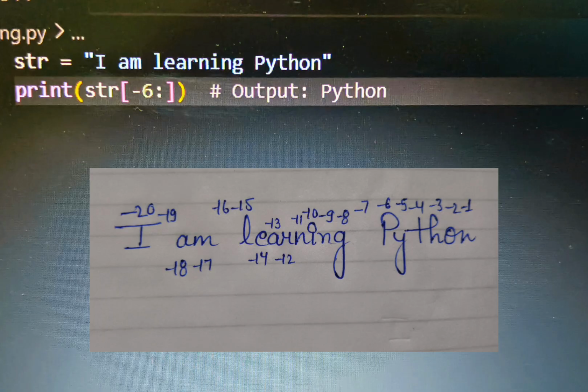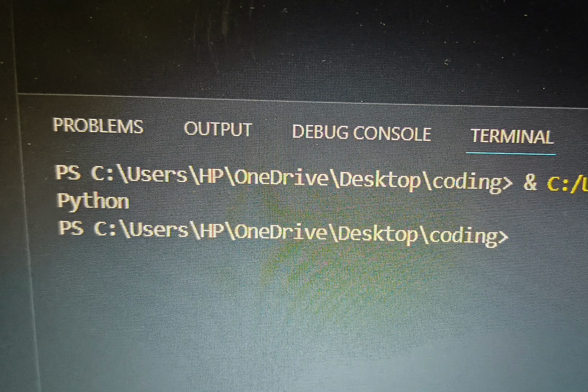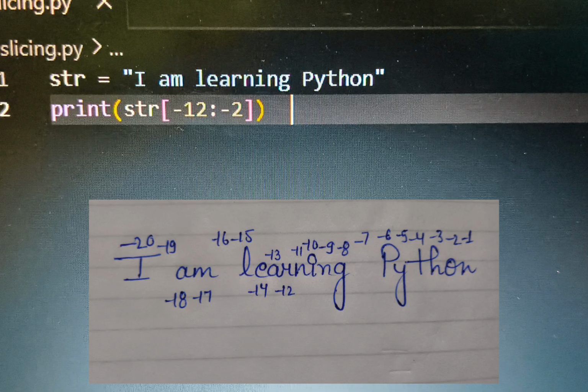Now at the ending position, we have not written anything, which means it will print all the characters till the last of the string which we have taken. This means it will print from minus 6 to the end of the string. So our output will be Python. Like minus 6 is at the P, then Y is minus 5, T is minus 4. This is the way it will print, and our output will be Python. We will run this code, and yes, this is the expected output.